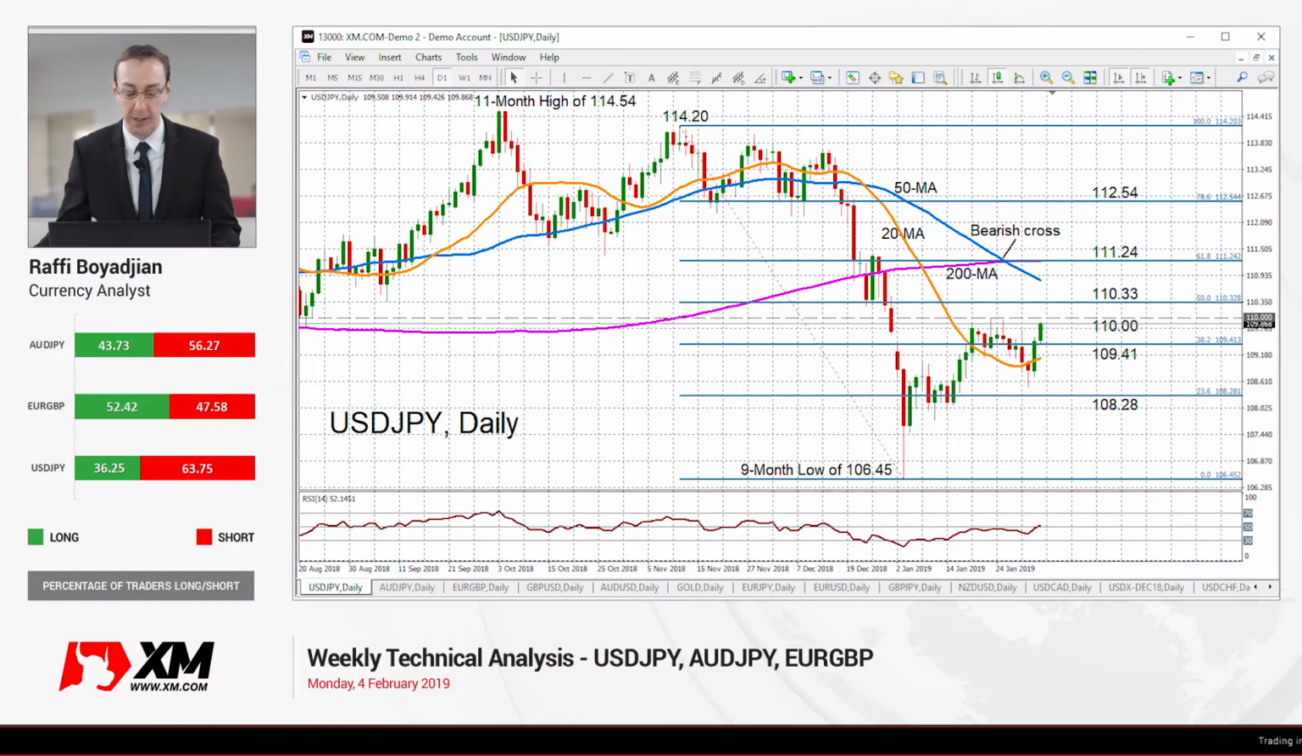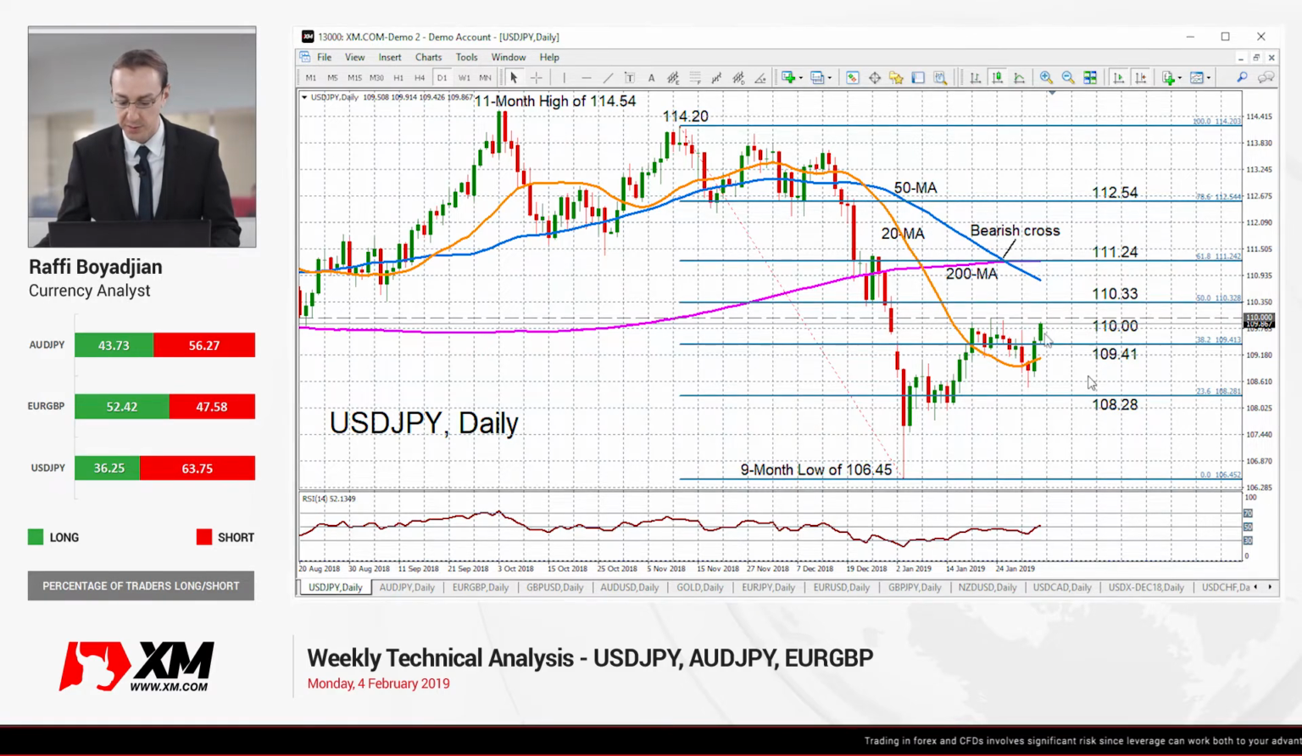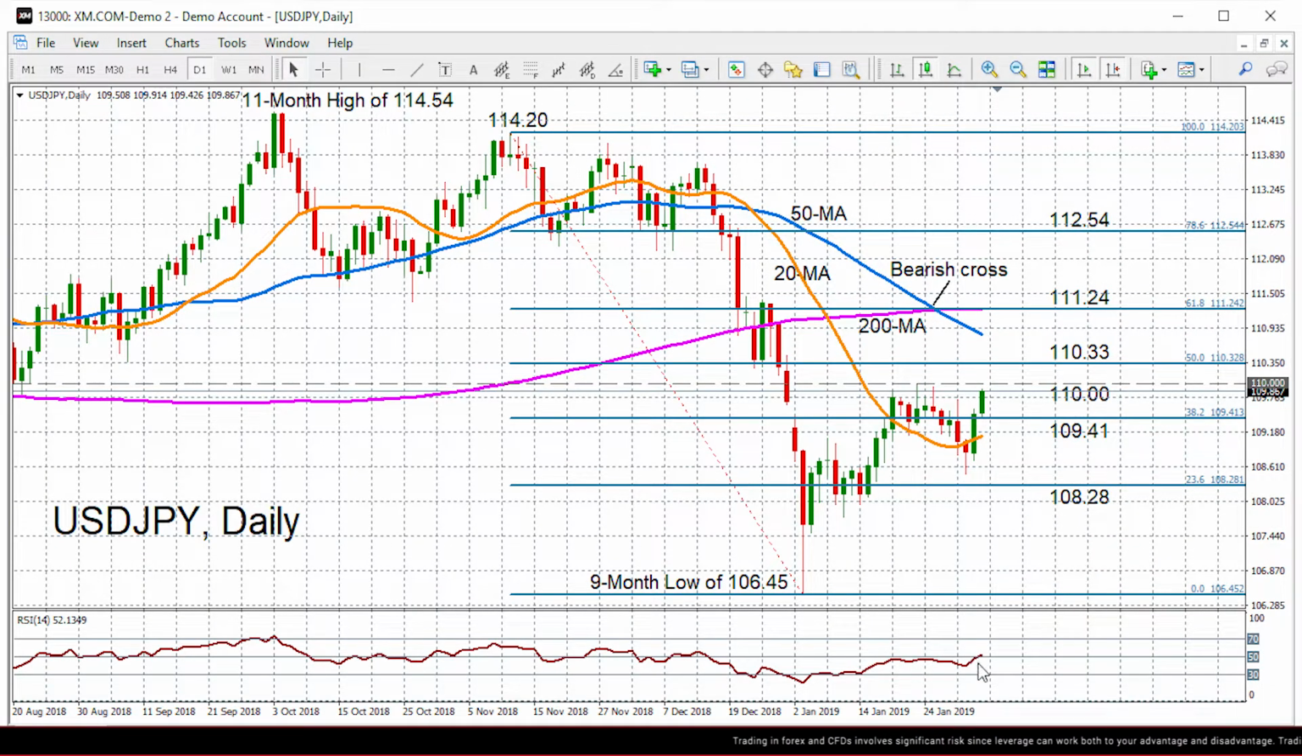The pairs we're going to be looking at for this week are the dollar yen, the Aussie yen, and the euro pound. Starting first with the dollar yen pair, we can see that the near-term bias is looking fairly bullish at the moment. RSI has crossed into positive territory just above the 50 neutral level. There does appear to be, though, some resistance around the 110 handle.